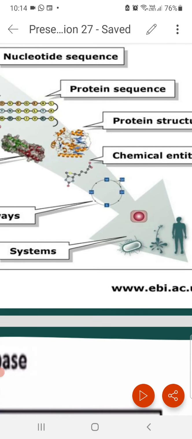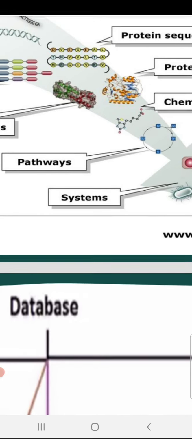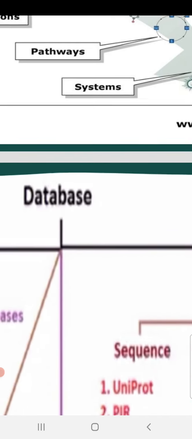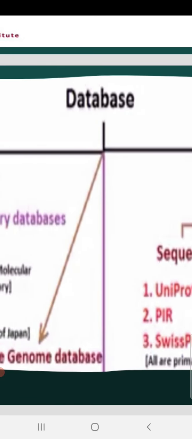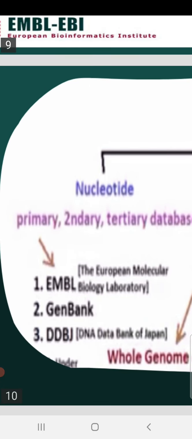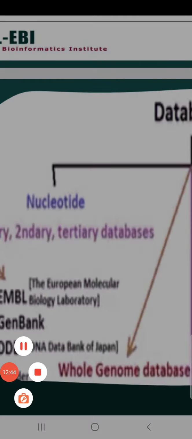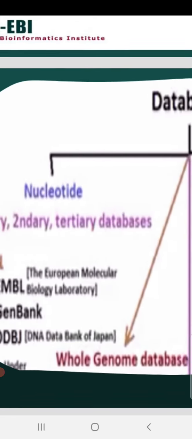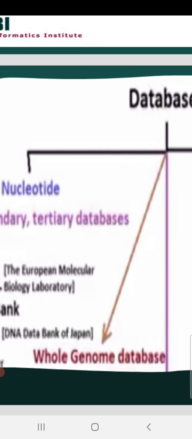And pathways and systems: following those pathways a particular system will work out, and that system can be working in an organism, whether it is a unicellular organism or a multicellular or a huge organism like a human being. So these are the different pathways that can be studied.